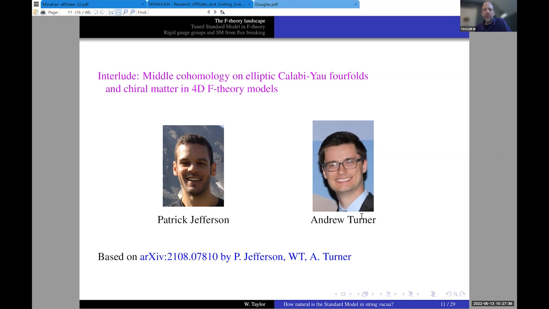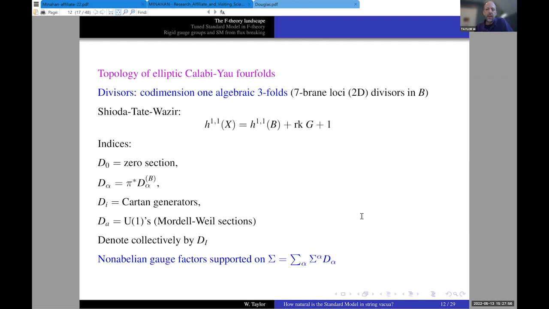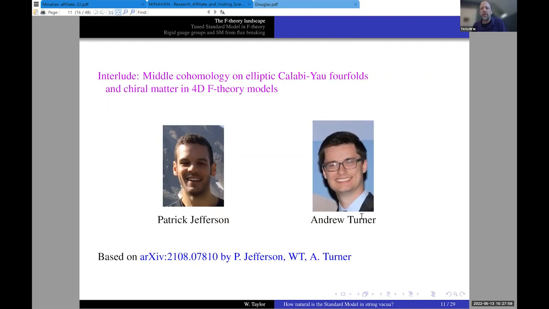And basically the upshot of this is that we have a way of describing this middle cohomology, and in particular the intersection form on that middle cohomology, which streamlines and simplifies understanding how chiral matter works and also how fluxes work in four-dimensional F-theory models. So this is a subject which has been studied very richly, and I'll give some references in a few minutes. But in general, the tools were applied in a sort of case-by-case fashion. And I think what I'm about to describe gives us a nice unifying framework for doing a lot of these calculations.